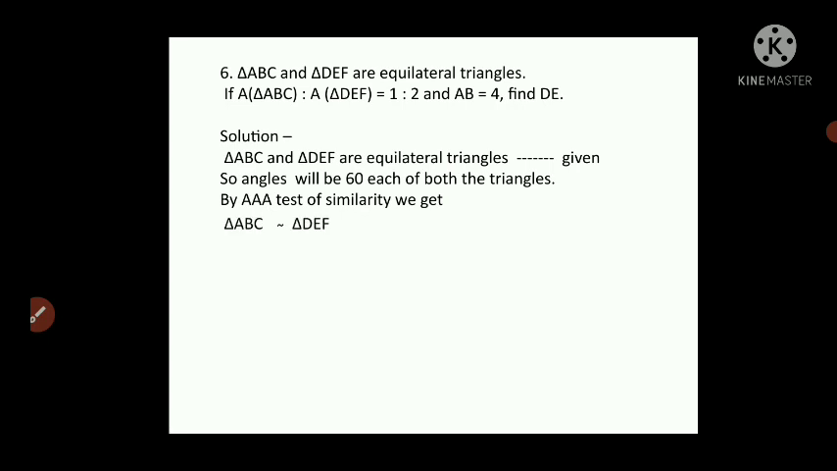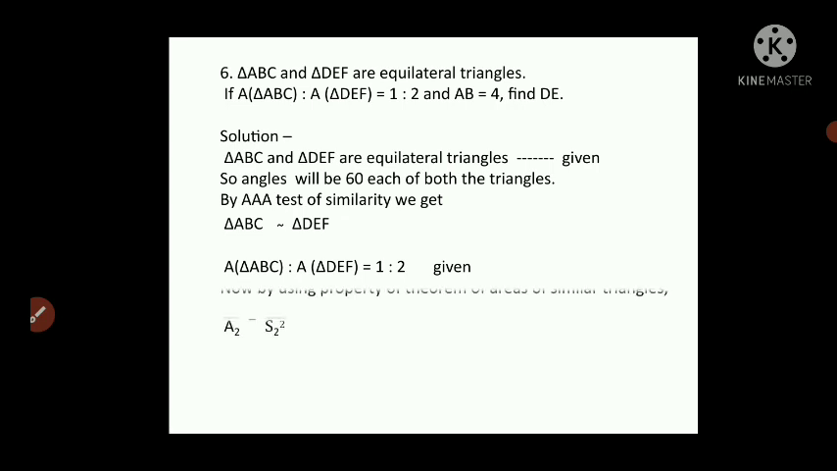That means we can use the theorem of areas of similar triangles. Now, one thing is given: the ratio of the area of triangle ABC to the area of triangle DEF is 1:2, and AB is given, that is 4. By using the theorem of areas of similar triangles, we know that A1 upon A2 will be S1 square upon S2 square.